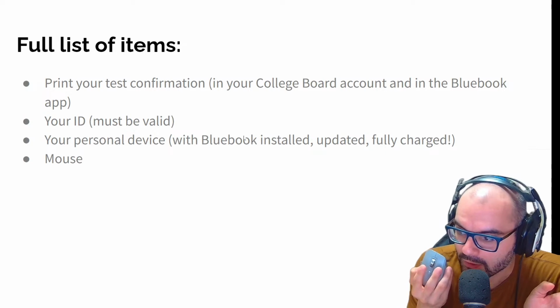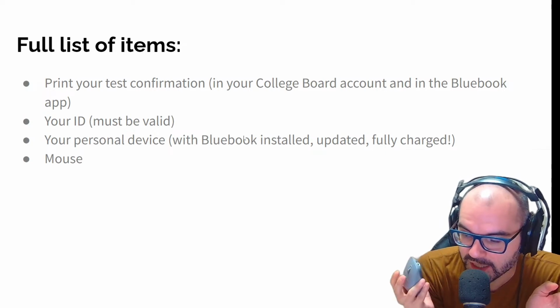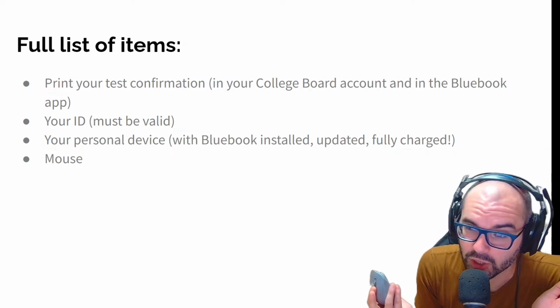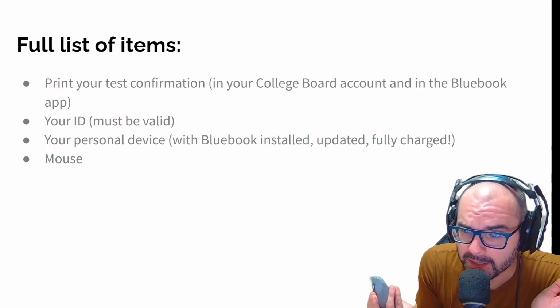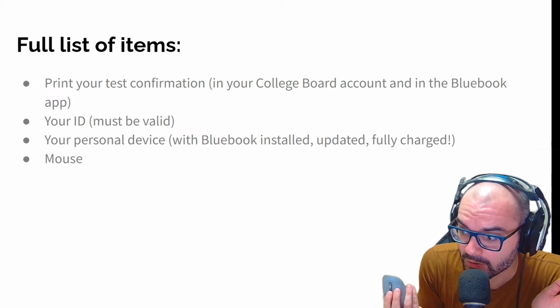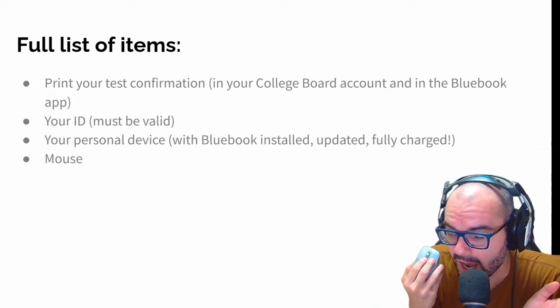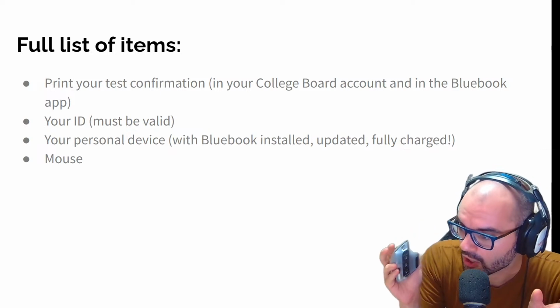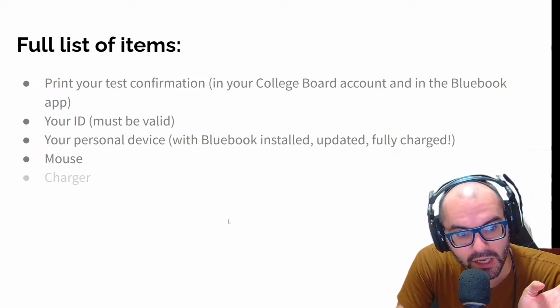I recommend bringing a mouse. I'm a big fan of a mouse. I think it makes you more accurate and faster. You do you. Try different things until you know what works best for you. But me personally, I would like to use a mouse. I think it's faster. I think it's more efficient. You're allowed to bring a mouse on the test, so I would encourage you to bring one.